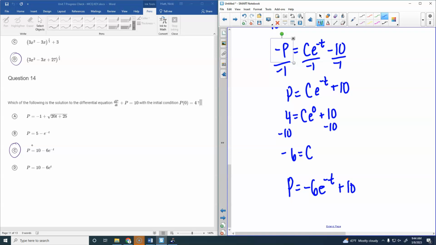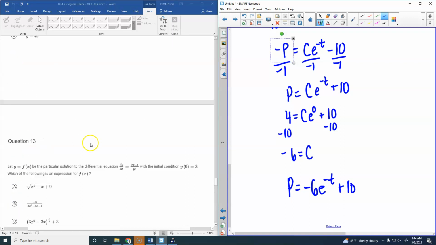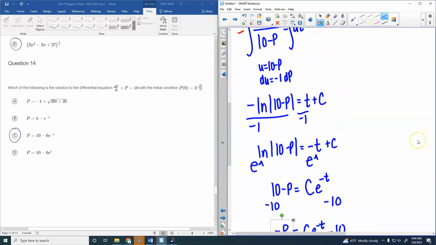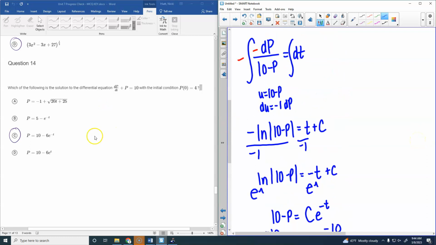I need to go back and think more about why what I was doing was not working. But I'm not going to spend time doing that right now, so I can look at some other ones.